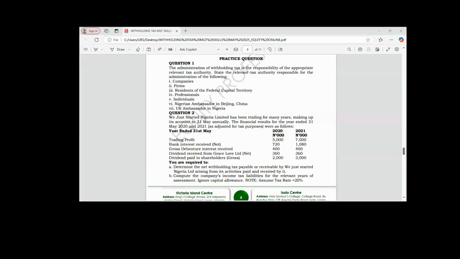So the next one we have is withholding tax payable. Dividend paid. In the question, we are told dividend paid in 2020, 2,000 and 3,000. Let me share the screen now. So dividend paid 2,000.